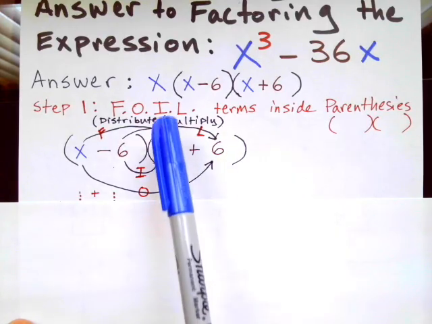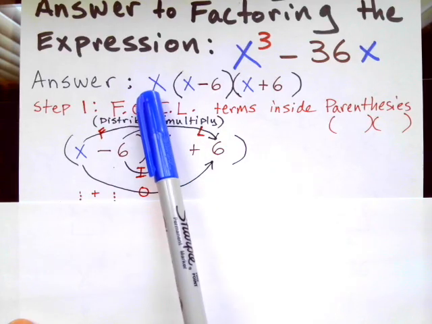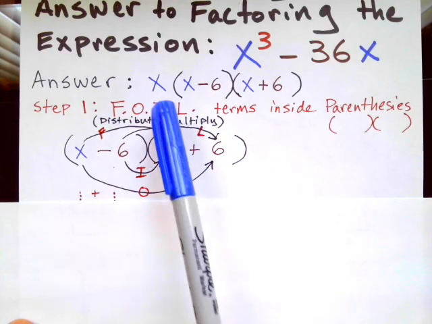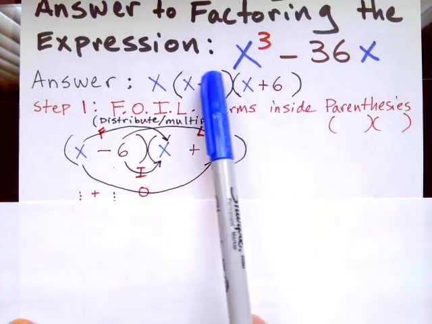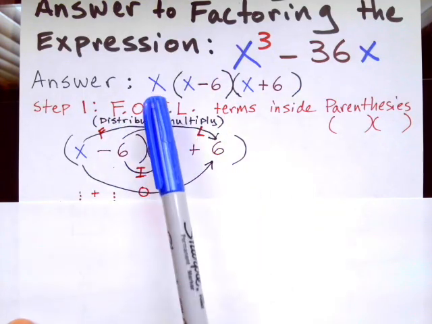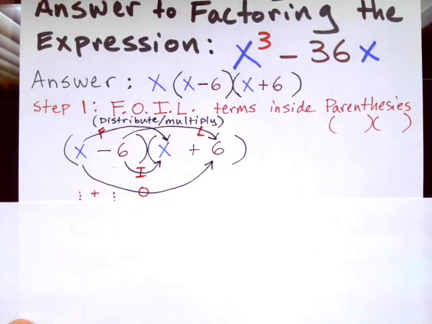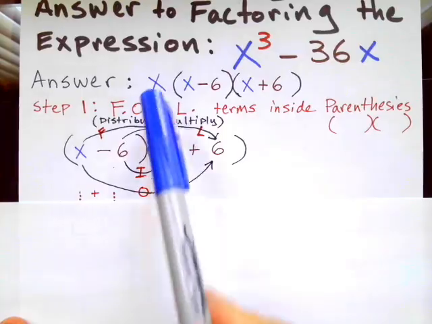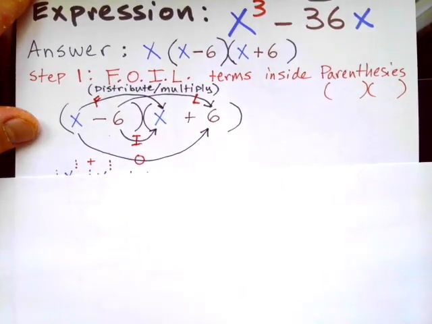But before I do, don't forget this x outside of the parentheses means multiplying and distributing times everything on the inside. So after we do the FOIL, we still have to multiply x times all of the terms on the inside. Don't forget that x on the outside. It's easy to do, so don't forget that guy there.